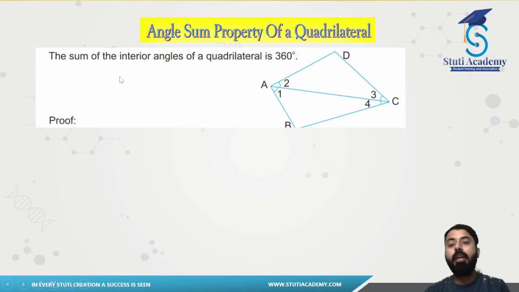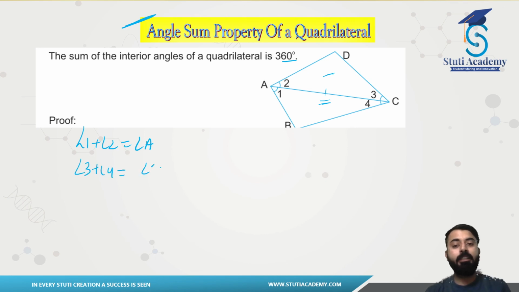So, angle sum property of a quadrilateral. Now we are going to prove why the sum of interior angles of a quadrilateral is 360. For this we have taken a quadrilateral ABCD such that we have joined AC, and this is a diagonal. It is dividing the quadrilateral into two parts. Now I know if I add angle 1 and angle 2, I will be getting angle A. If I add angle 3 and angle 4, I will be getting angle C.